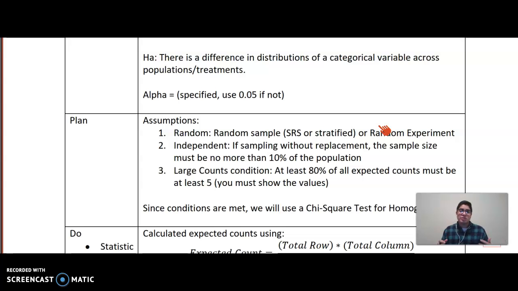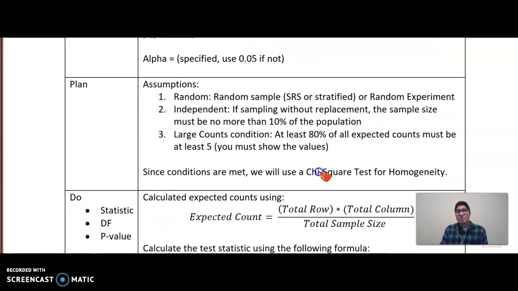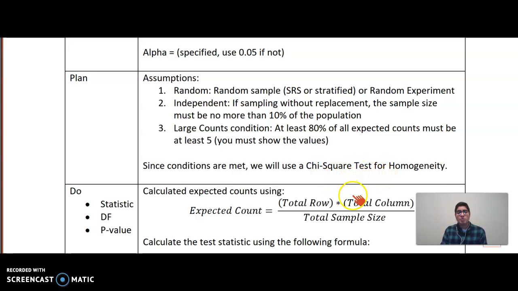And we have to show the work. We can't just say they are met. We have to show what these values amount to. Now, if these conditions are met, we will use a chi-square test for homogeneity. Again, the indicator here is that there's usually two or more populations, and we're looking at one single variable.